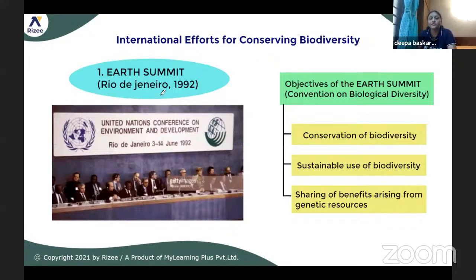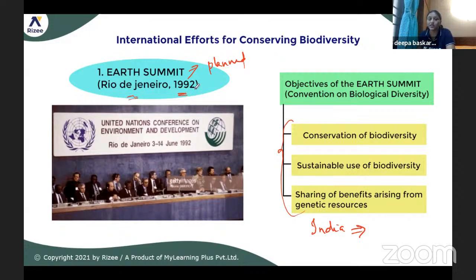So next, apart from this, international efforts for conserving biodiversity were also carried out in 1992. In Rio de Janeiro, the Earth Summit was planned. What are the objectives of this Earth Summit which happened in Rio de Janeiro in 1992? Conservation of biodiversity, and sustainable use of biodiversity, because if we keep exploiting natural resources, definitely all the species will be lost. And sharing of benefits arising from genetic resources. For example, if in India we have different species, we have to share the resources with other countries so that they will also have species richness. All these are the agenda for this Earth Summit in 1992, Rio de Janeiro.